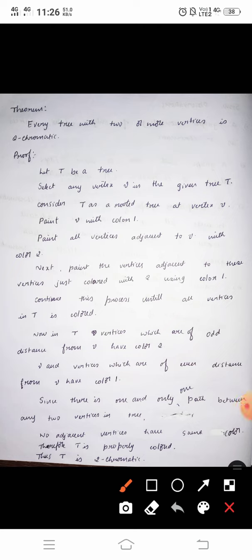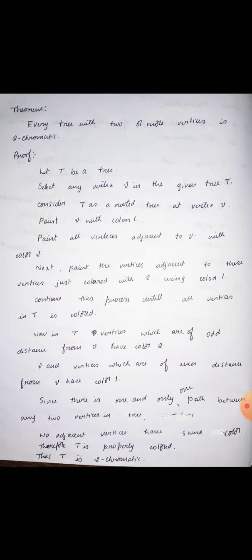So here no adjacent vertices have the same color. This means the graph is properly colored. Also we have proved that only two colors are enough to color all the vertices of that graph. So the graph is two chromatic. The tree is two chromatic. The graph we considered is a tree. The tree is two chromatic. I hope you understood.